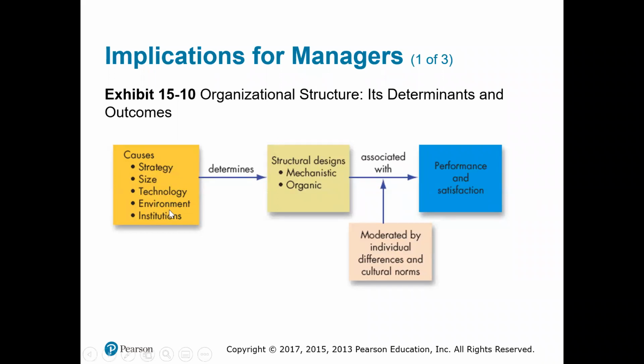So if you are having a very horrible situation, it's getting really out of control, you can be organic. You can tell people, go guys, do whatever you think you want to. But you have to take charge. It has to become more towards mechanistic. So that's why all these factors will determine whether you want to have mechanistic, organic, or a mix of both. And they have an impact on performance and satisfaction.